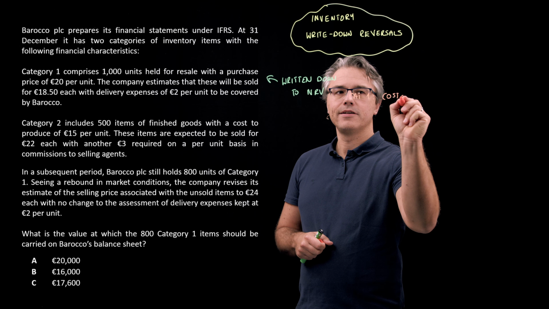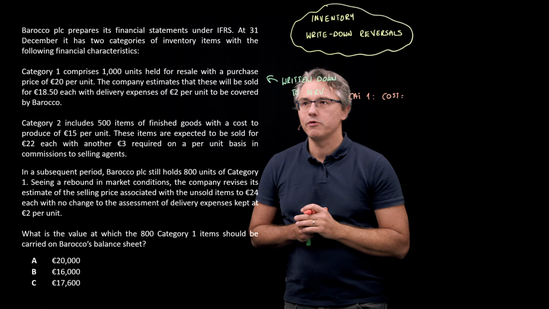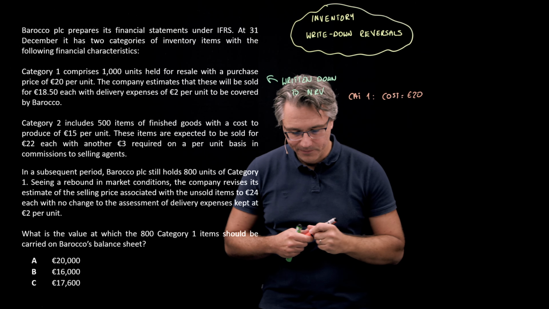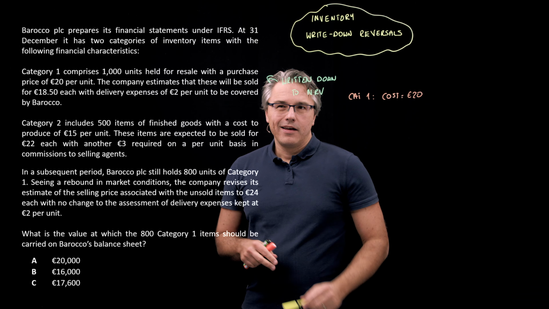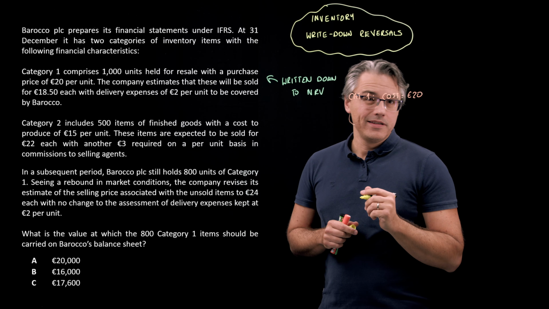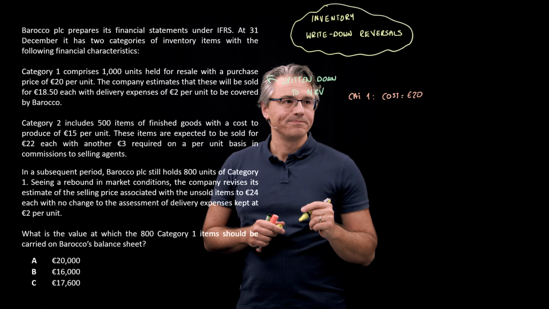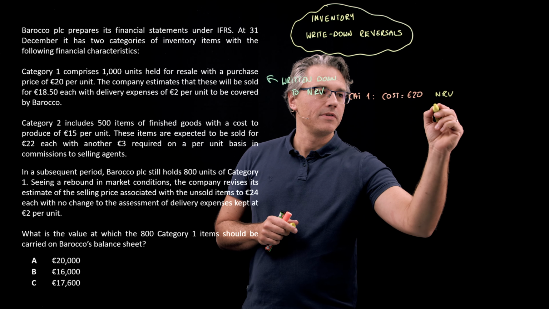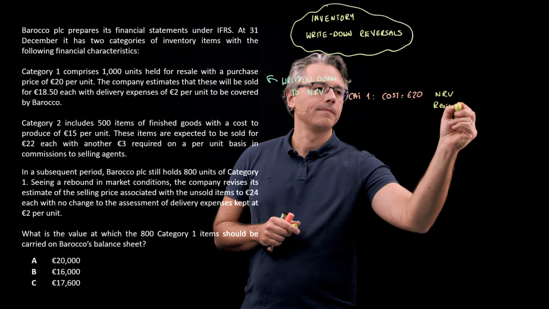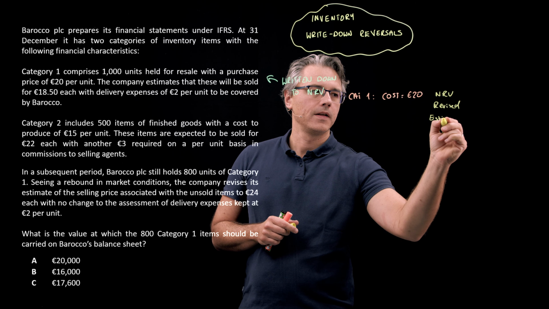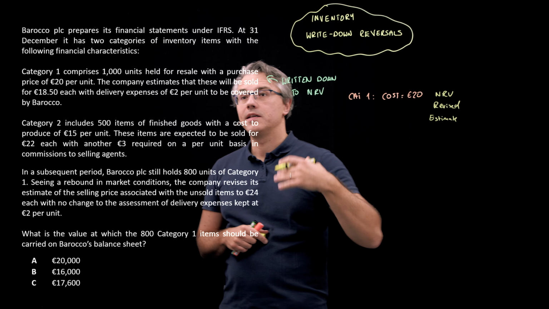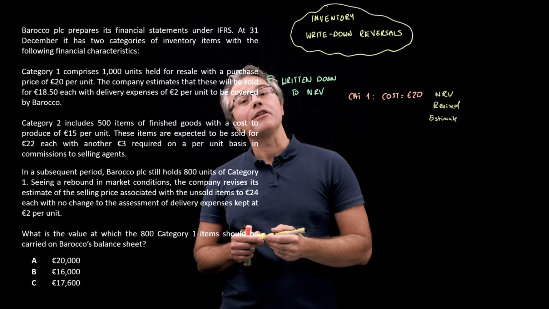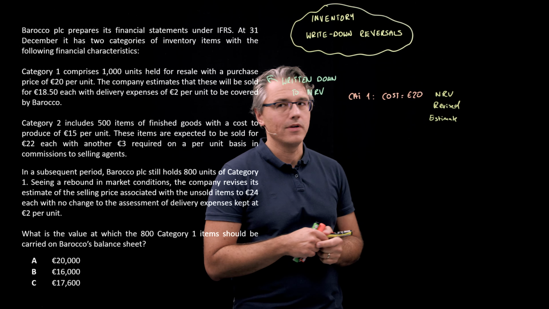I explained it there. So let's take a look at cost for category 1. Cost is still the cost at which these items were initially purchased. That was €20 per unit. We now have a revised estimate for net realizable value. NRV is the estimated selling price minus costs, which you think you'll need to incur to make the sale happen, to make the sale possible.